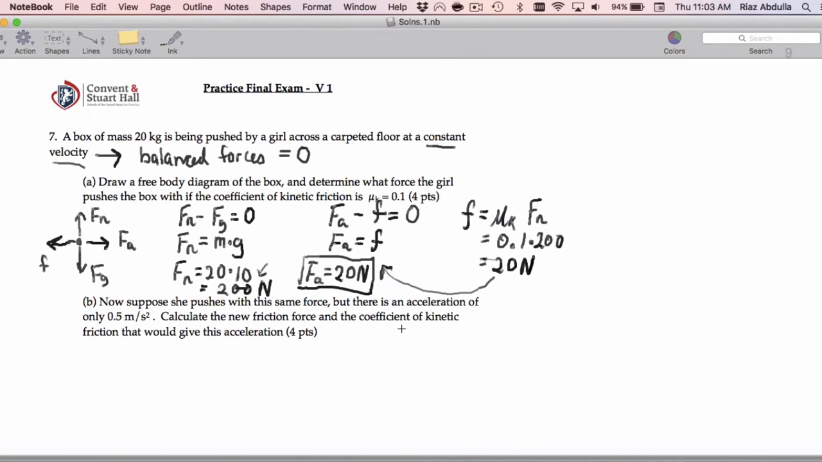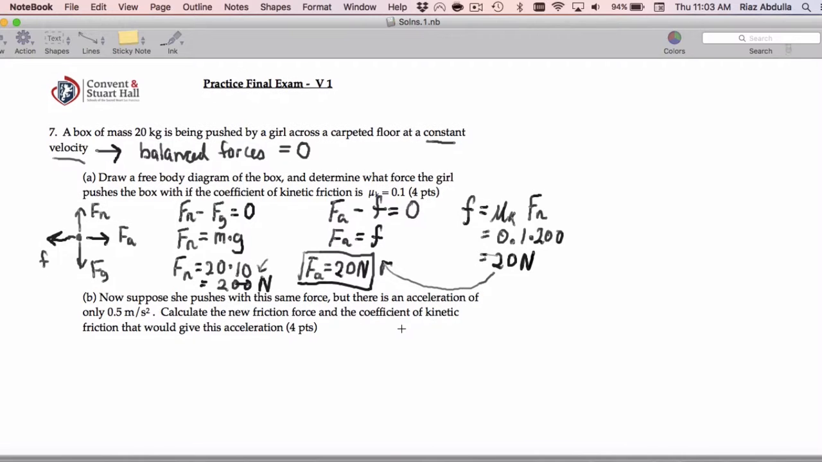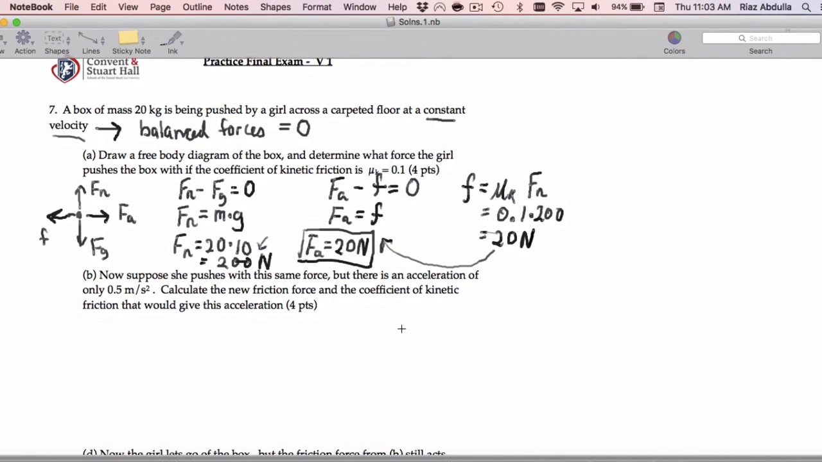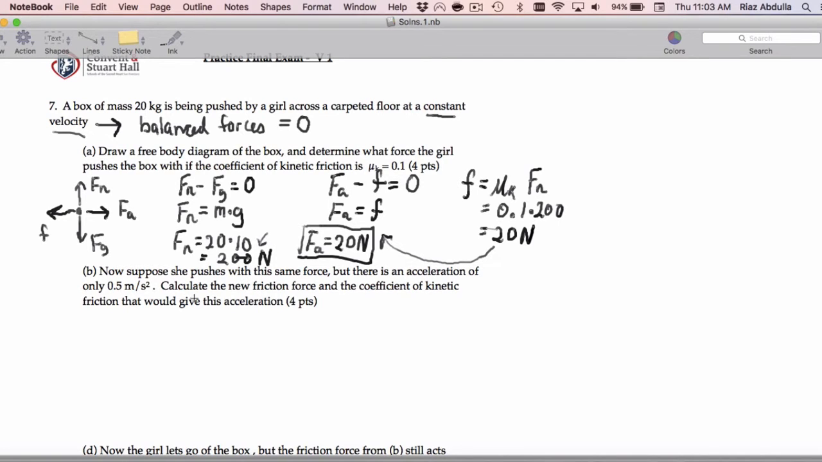Next, now suppose she pushes with the same force, but there's an acceleration of only 0.5 meters per second squared. Calculate the new friction force and the coefficient of kinetic friction that would give this acceleration. So we are going to note a couple things. Nothing changes in the vertical direction. So Fn is still 200 newtons. And in the horizontal direction, we now have, and by the way, I changed this number. I think in part C, I gave you a different number. I'm going to use 0.5 for the acceleration because I think with the numbers that I gave you, there was no friction acting. So I wanted to do an example where you actually do have a friction force and a new kinetic coefficient to calculate.